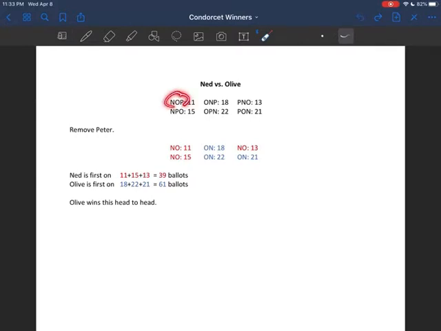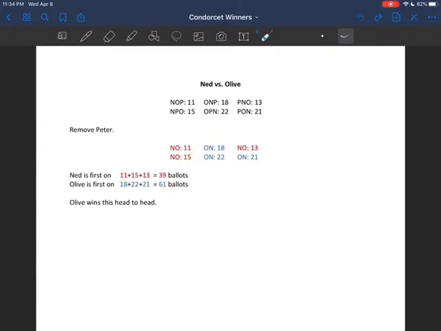So here are our ballots once again, and we're going to convert these to head-to-head ballots by just eliminating all of the candidates except for Ned and Olive. So that means Peter is going to be removed from each one of these, and so, for example, the NOP ballots get changed to just NO. We remove the P. The OPN gets replaced with ON. And I've color-coded these according to who is the first place vote getter on each of the ballots. The red ones are Ned, and the blue ones are Olive.